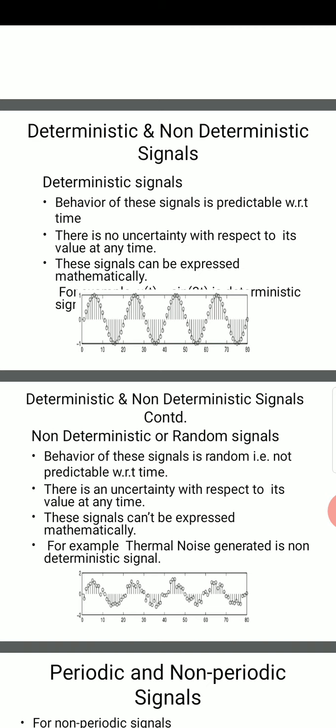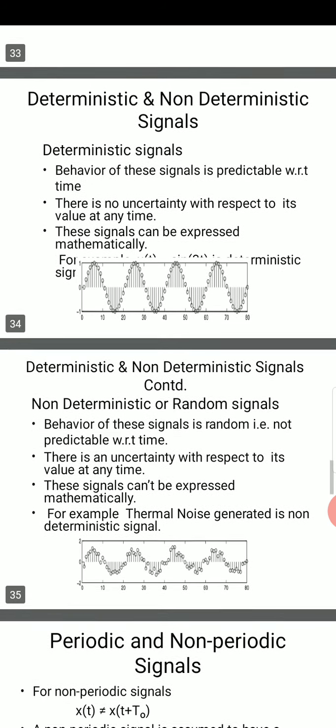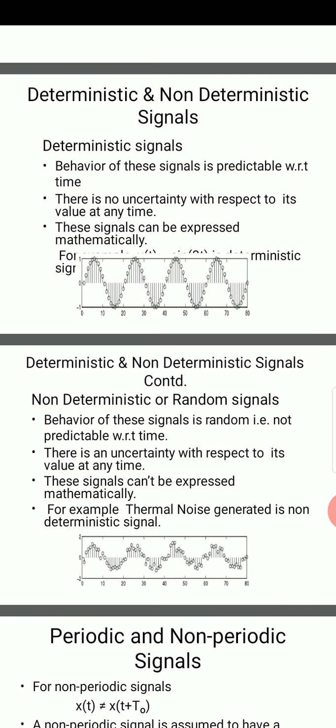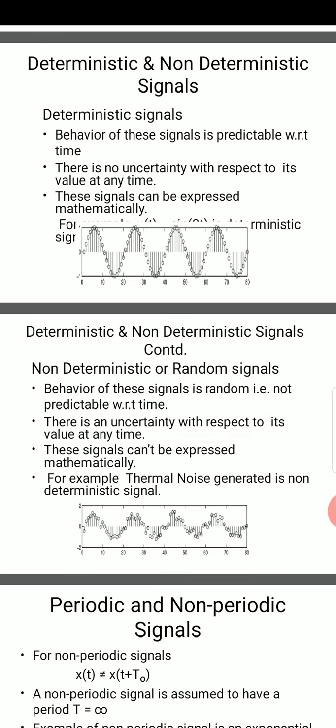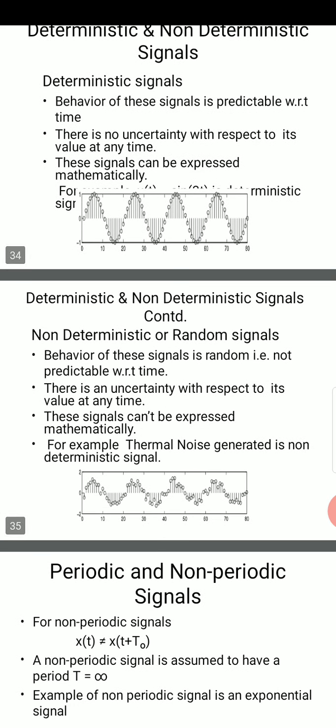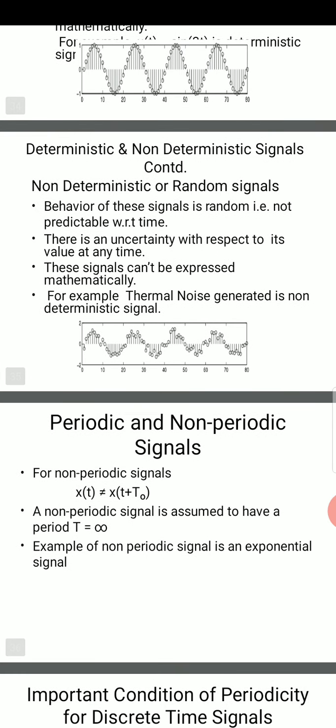There is an uncertainty with respect to its value at any time. These signals can't be expressed mathematically. Mathematically, random signals cannot be predicted. With the help of a random variable's PDF we can easily determine them. Now periodic and non-periodic signals.